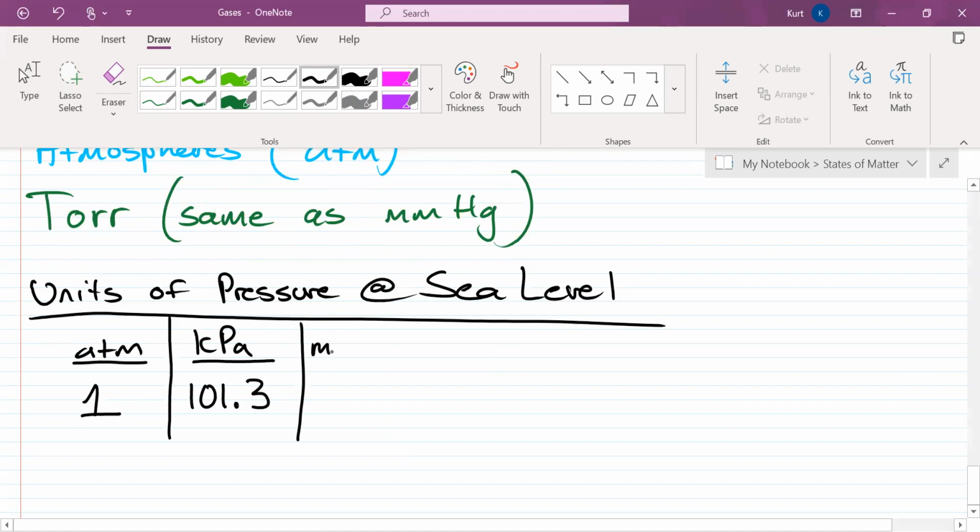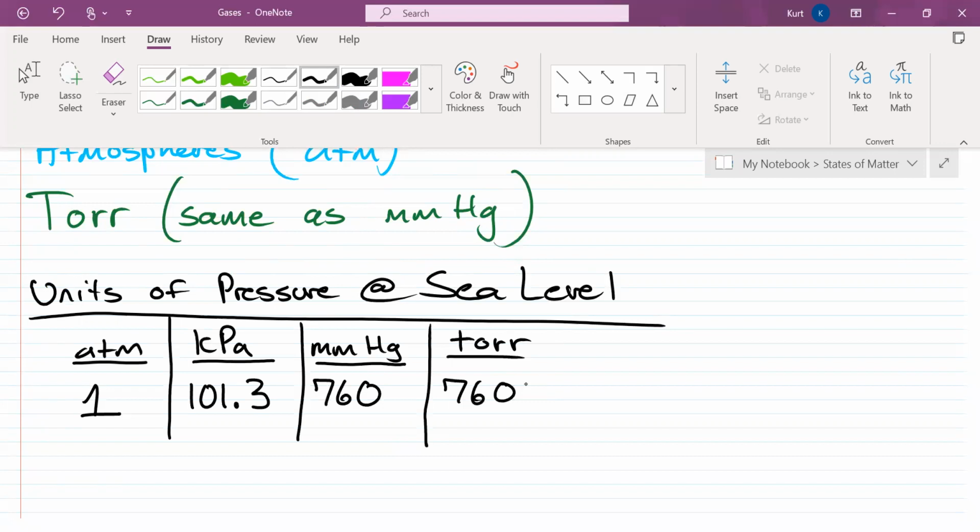For millimeters of mercury, we are at 760 millimeters of mercury at sea level. And for torr, as I told you, it's the same thing as millimeters of mercury, 760. These are the units of measurement. They're all equal to each other here at sea level, and it only decreases as you go up. I think in Denver, Colorado, they're at 0.8 atmospheres, which means I think they're at like 90 kPa. We can do the conversion.